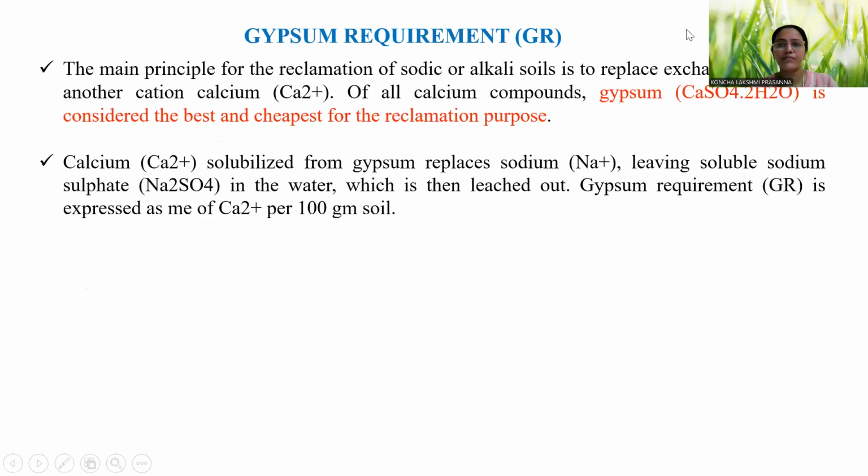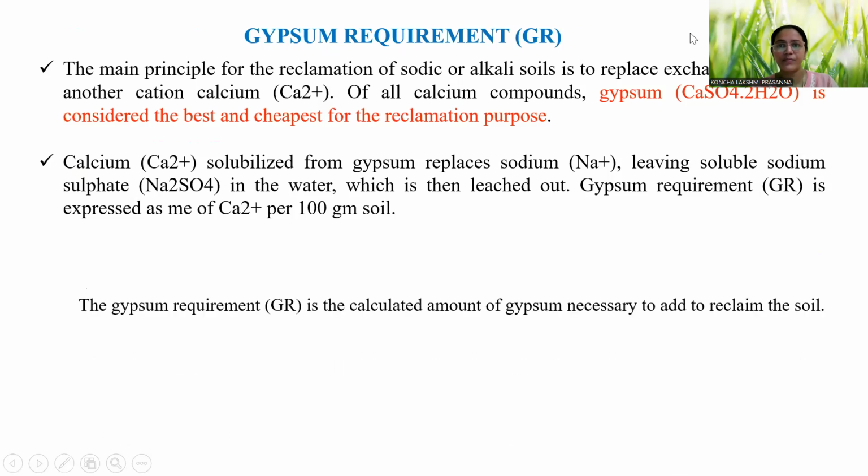Next is the gypsum requirement. Gypsum requirement is generally determined for the alkali soil. The main principle of the reclamation of the alkali or the sodic soil is the application of gypsum as an amendment. In the application of gypsum, the calcium present in the gypsum replaces the sodium. That is why gypsum is used as a reclamation measure for the alkali soil. Gypsum is considered the cheapest and the best reclamation measure.